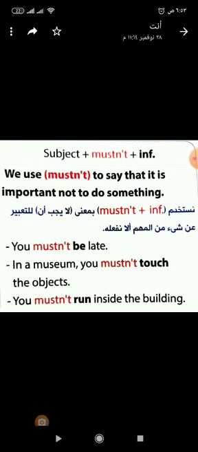For examples, number 1, you mustn't be late. Number 2, in a museum, you mustn't touch the objects. Number 3, you mustn't run inside the building. It's also important for you to know how to make questions. Put must plus subject plus infinitive to form yes, no questions.